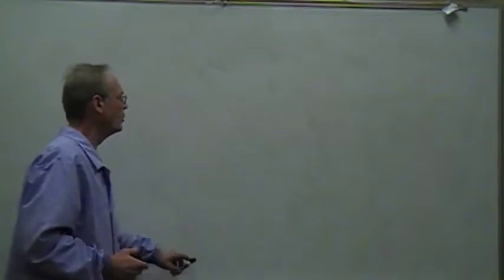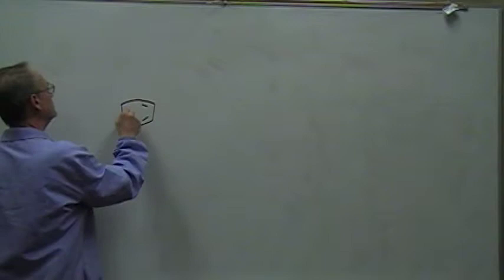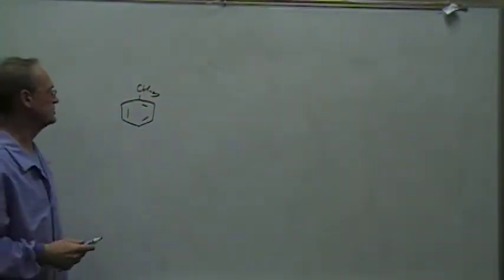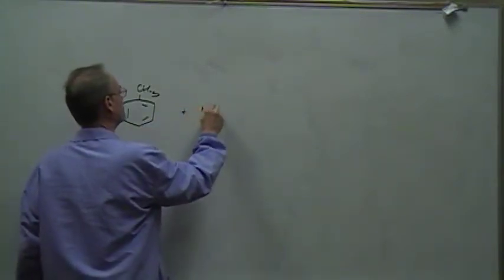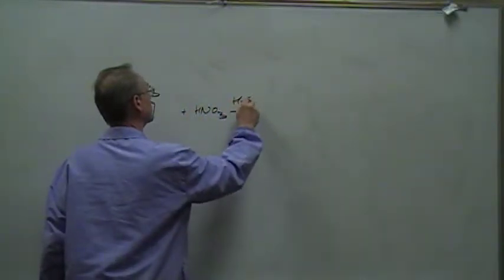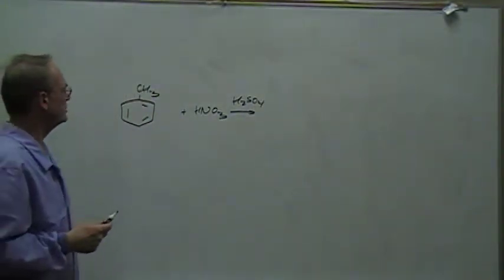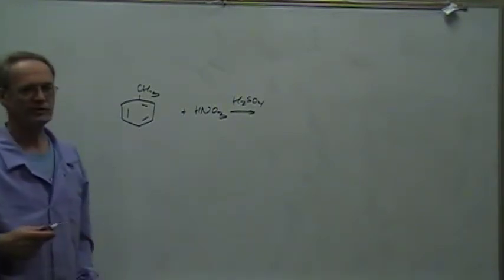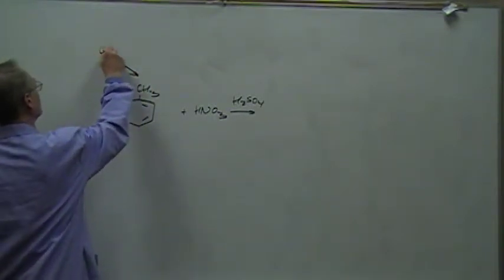For example, what if we started with toluene with a methyl group already there, and of course 5 other hydrogens on those 5 positions, 1 on each of those 5 positions. And let's say we want to do a nitration on it. So we react it with nitric acid in the presence of sulfuric acid. What happens? There's 2 things we need to consider. One is, would it react faster or slower with toluene than it would with benzene itself? In other words, is this an activating or deactivating group?